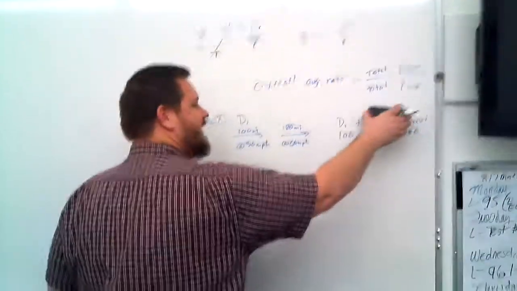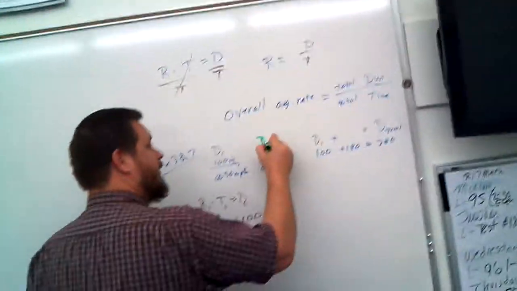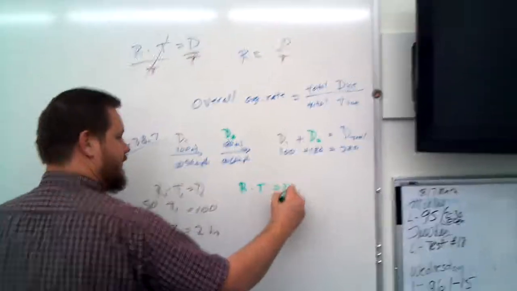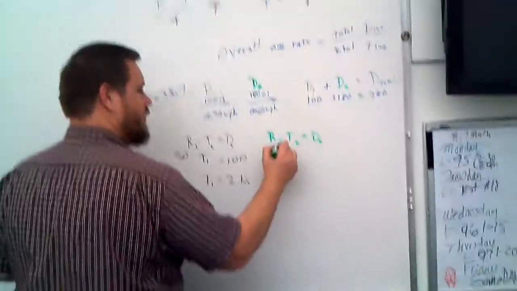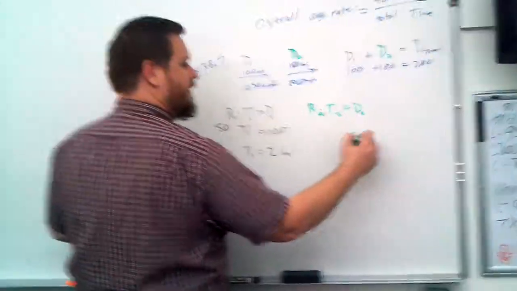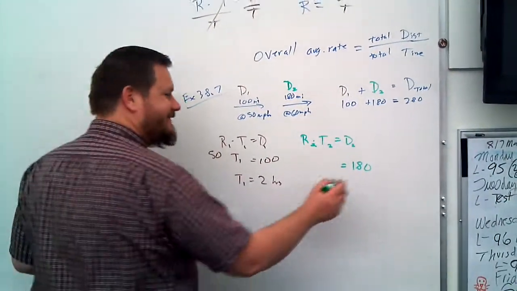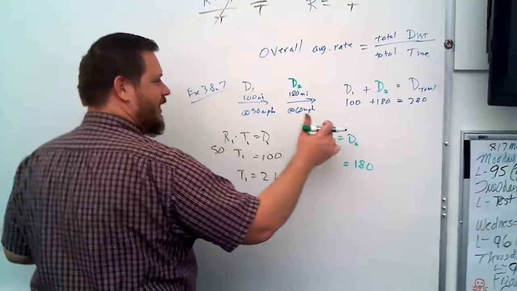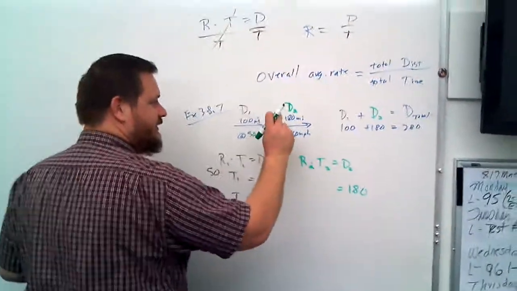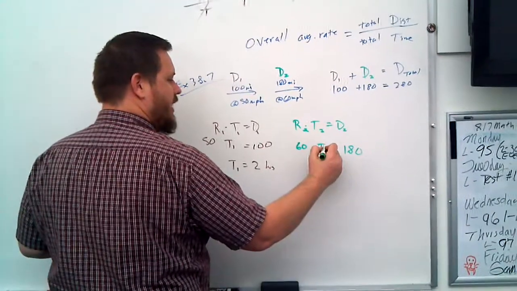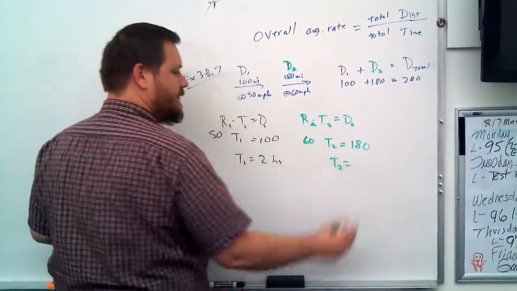The second leg of the journey has a rate, a time, and a distance too. The distance for the second leg of the journey is 180 miles, and the rate is 60 miles an hour. What's the time?